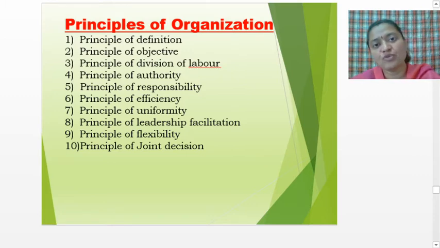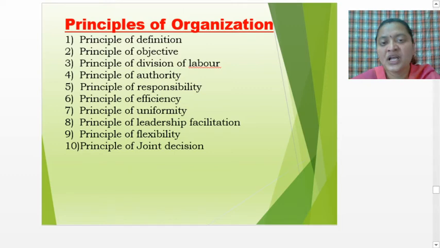Like suppose, for example, top management, what responsibilities are given to them? Then middle level management, what responsibilities are being given to the middle level management and the lower level management? So whatever responsibilities or charge is given to each and every individual, it is defined or fixed. Means the responsibilities are being fixed.